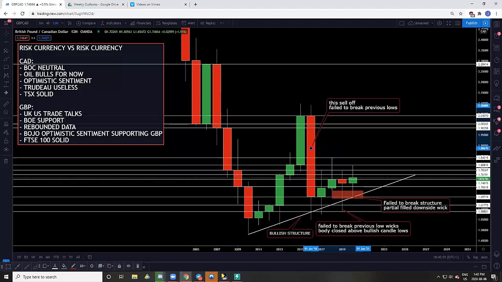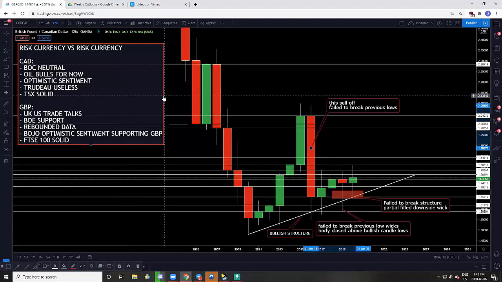I've already started mapping out some of the key levels using the candle body conjunction points on the yearly. And we're just going to go down the time frames, talk about the sentiment and any trade ideas we can take advantage of here. So first things first, we know that this is a risk currency versus a risk currency.